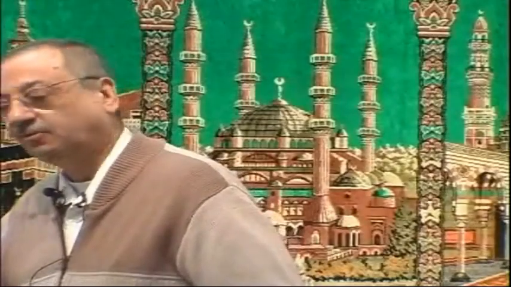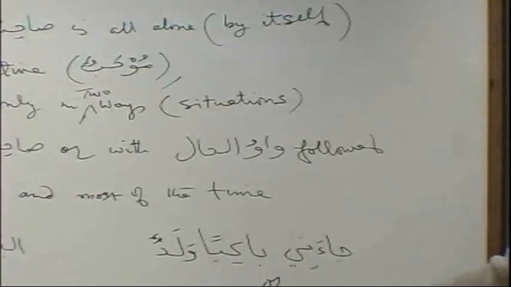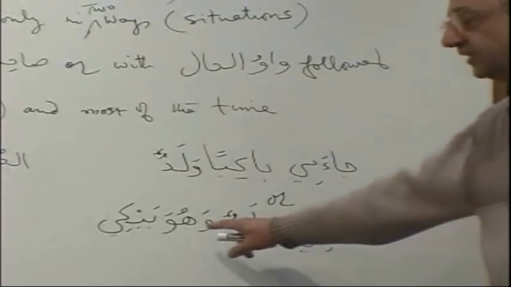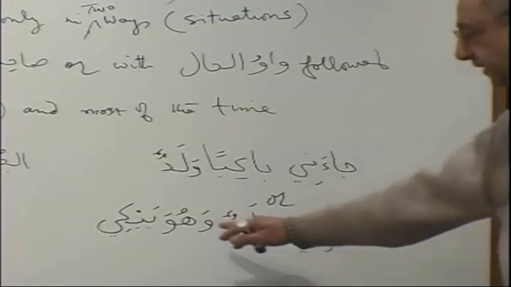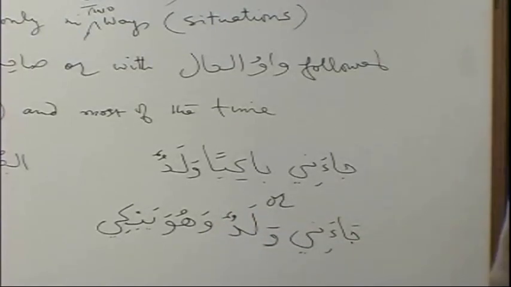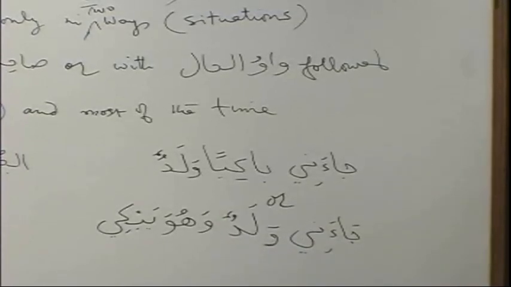Can you see this sentence, brothers and sisters? What is it? Ja'ani waladun wa huwa yabki. What kind of a sentence is this? Huwa yabki? It's a jumla ismiya. Okay. Where is mubtada? Huwa. Where is the khabar? Jumla fi'liya is the khabar. Got the idea? Alhamdulillah.